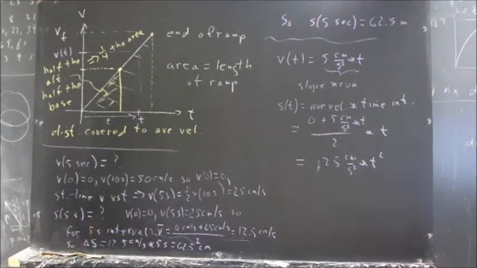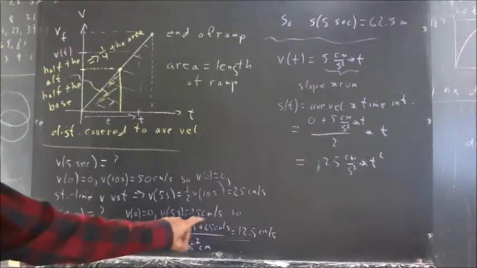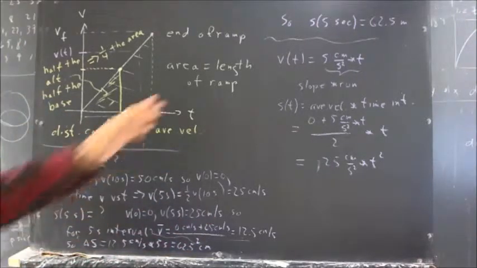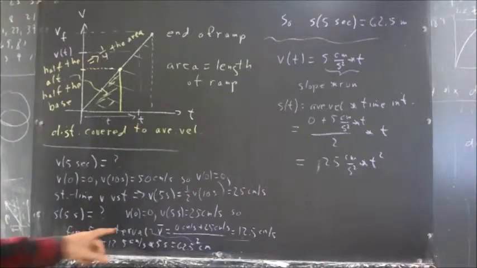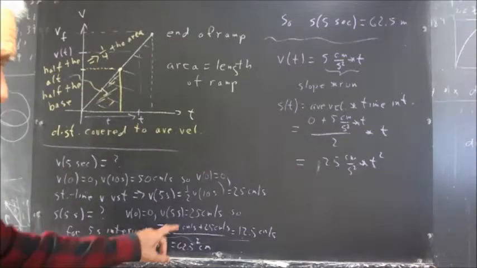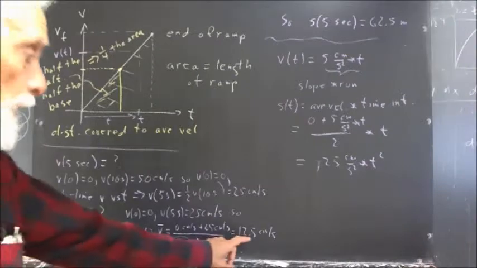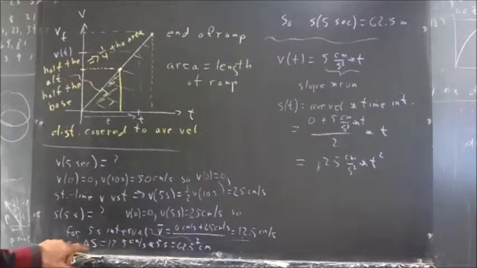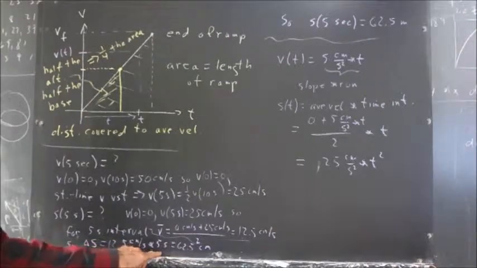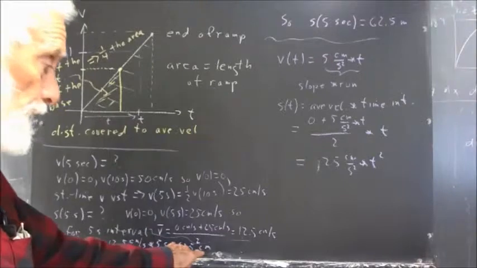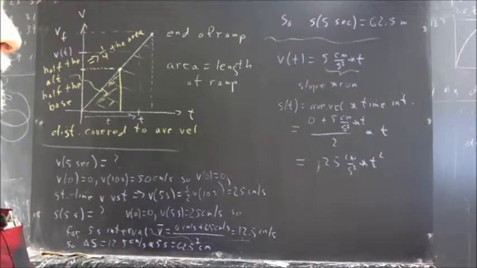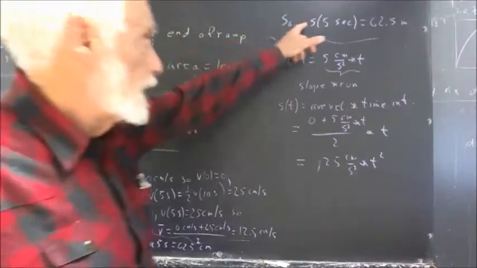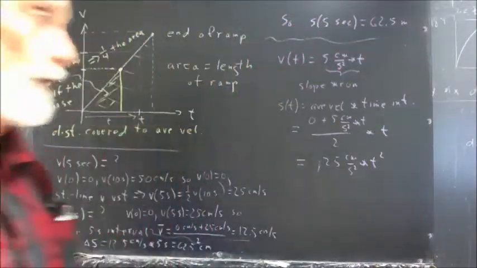What's the position at 5 seconds? Well, we know that the initial velocity is 0, and we know that the velocity at the end of the 5 seconds is 25 centimeters per second, and we know that it's a straight line graph, so for that 5-second interval, the average velocity is the average of the initial and final velocities, which turns out to be 12.5 centimeters per second, from which it follows that your displacement is the product of your average velocity and your time interval, 62.5 centimeters. So our S of 5 seconds is 62.5 centimeters.